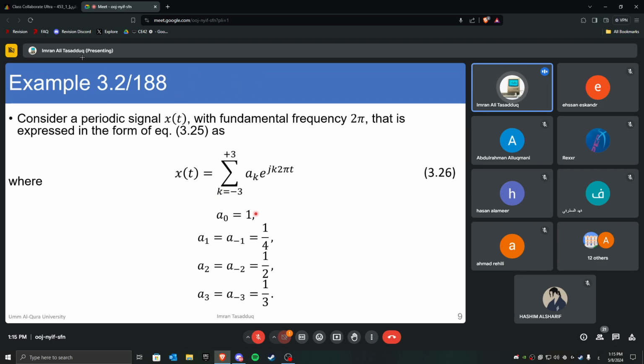A0 is given as 1. A1 and A minus 1 are 1 by 4. A2 and A minus 2 are 1 by 2. A3 and A minus 3 are 1 by 3. So what we did, we put all these numbers in this equation and we expanded it just to see which frequency components are there.